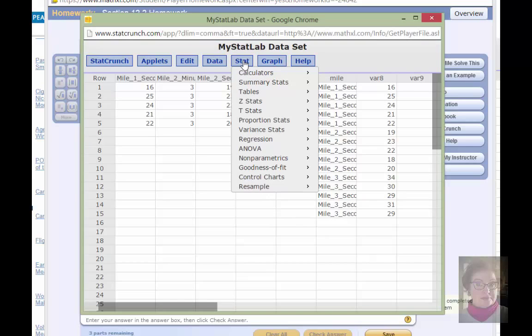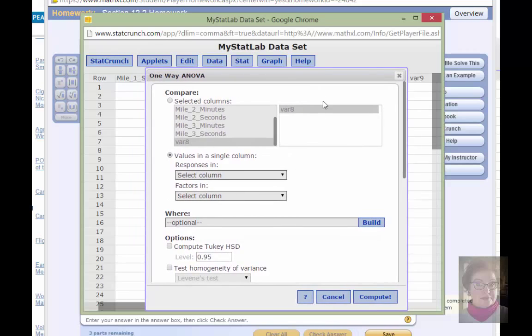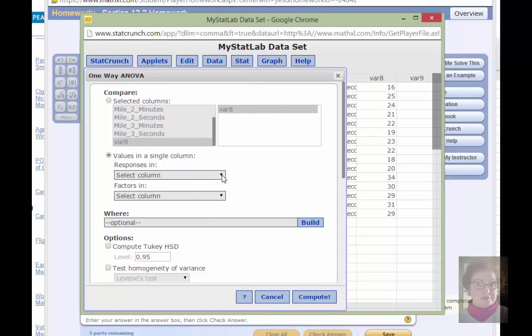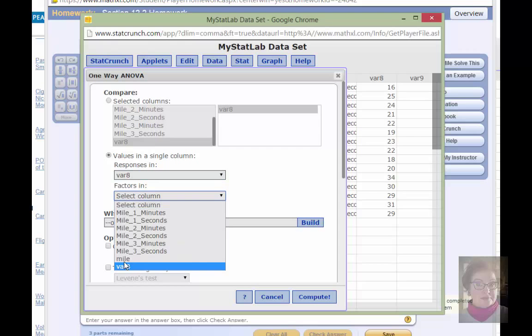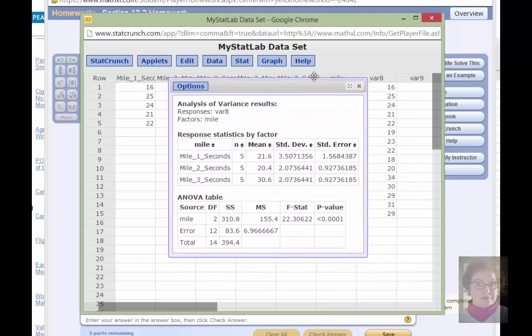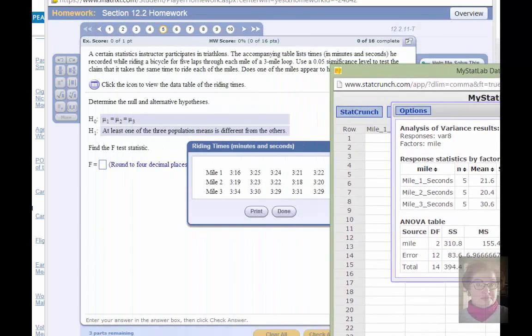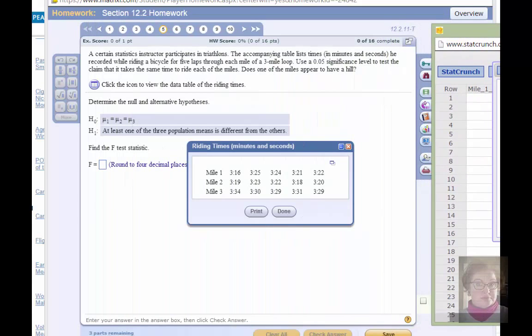So now I'm ready to go to Stat, ANOVA, one way. I want to do values in a single column. My responses are in that variable 8 column, and my factors are in that mile column that I set up. And then I'm going to do Compute. And so here I have my mean, here I have my F statistic, and here I have my p-value. Let's go ahead and see if this works as we go through and we do our problem.